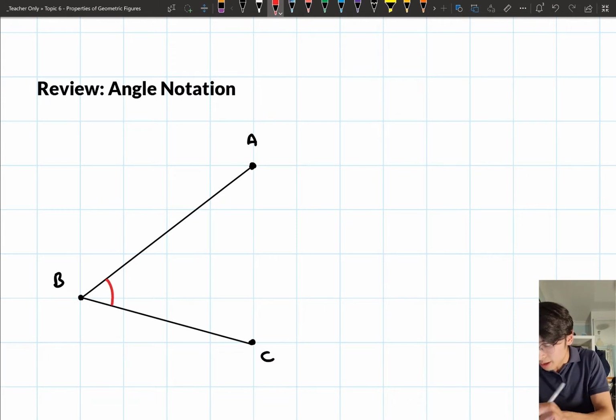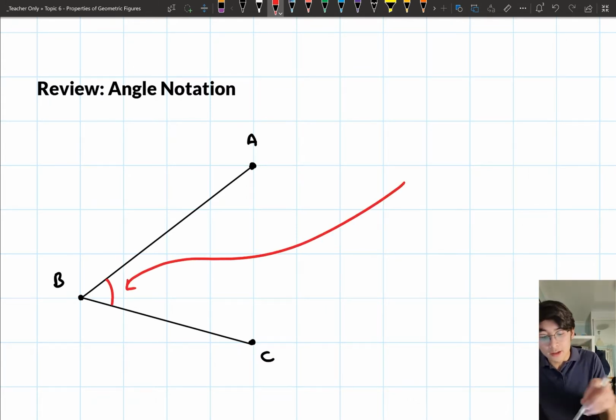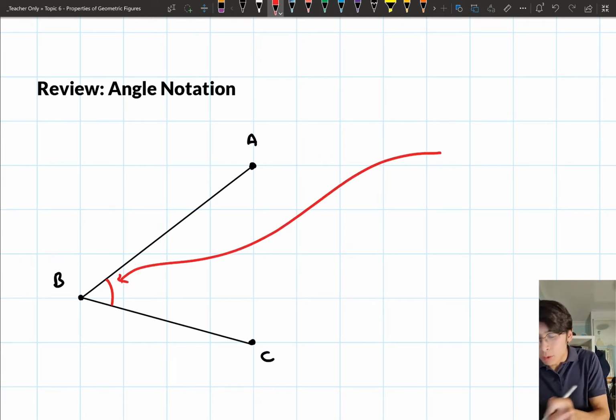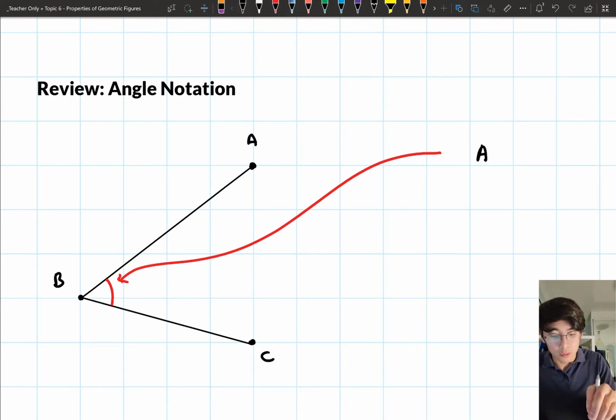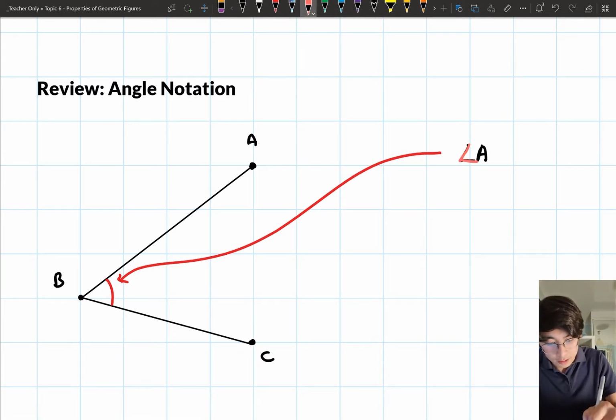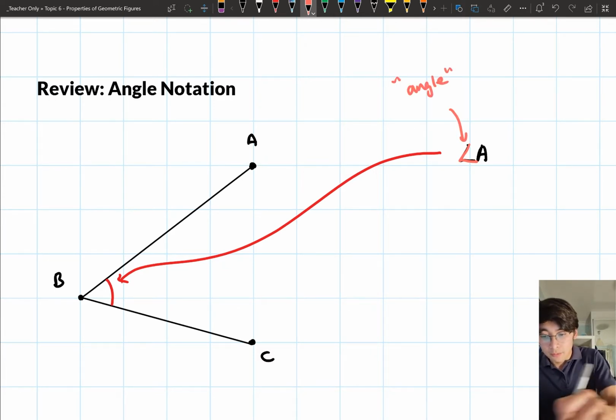So if you have a look here, I've got those 2 lines and the 3 points, and we've created an angle over here. The way that we name this particular angle, if we're trying to specify and talk about this angle, is we use the 3 letters of the points around our angle. So this angle here would be called angle, and I use this symbol here. This looks like a weird L shape. This is just a symbol for angle. This is angle, and I'm going to write here, this is angle ABC.